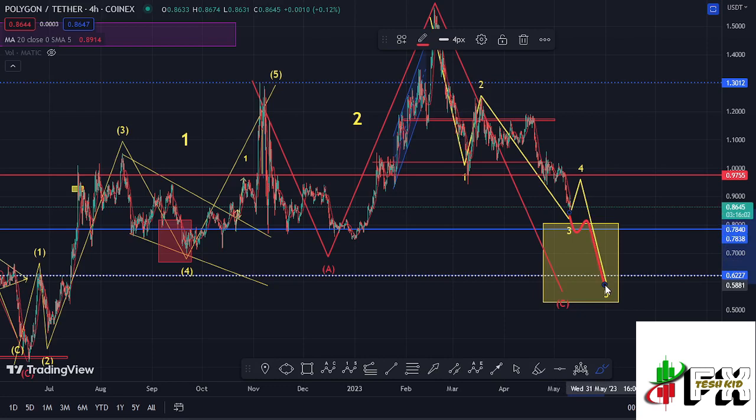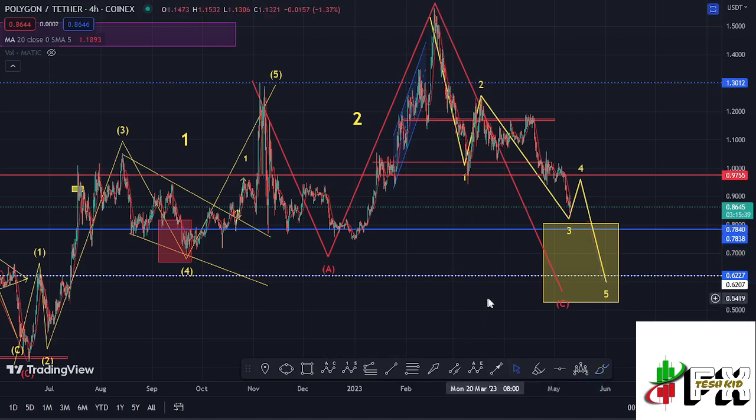So in case further breakdown continues, we first need to watch that key area of support at around the $0.784 mark, because there are chances at some point it might first give us support, then maybe give us a bit of a bounce before we continue further down in the formation of that wave C. So that is what I'm expecting here on the Polygon Matic chart.